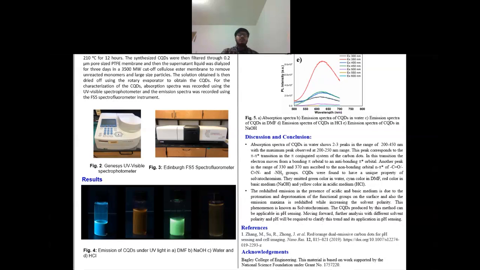When these carbon dots were dissolved in different solvents, we found out that they emitted different colors under the presence of UV light. We can see in figure 4 that the carbon dots emitted cyan color in DMF, red color in NaOH, green in water, and yellow color in HCl.